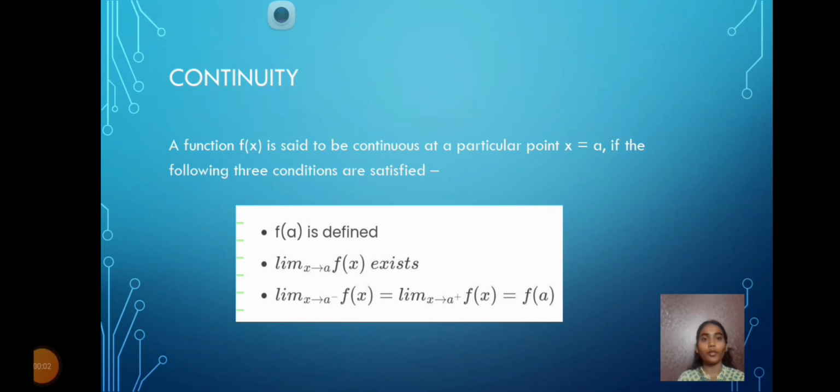Continuity. A function f of x is said to be continuous at a particular point x equals a if the following three conditions are satisfied. f of a is defined, limit x tends to a of f of x exists, limit x tends to a negative of f of x equals limit x tends to a positive of f of x equals f of a.